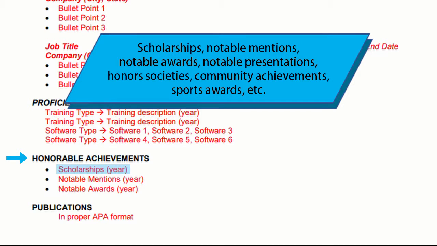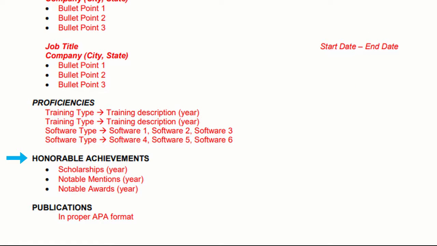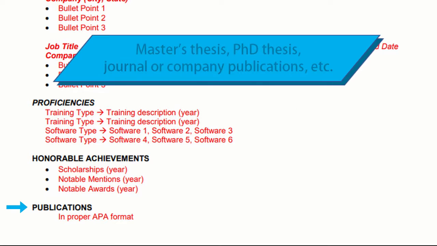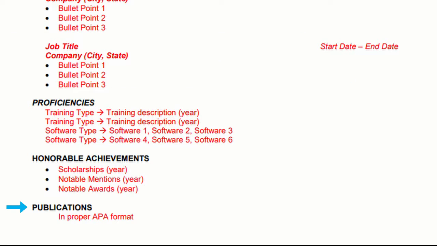Mention all scholarships, notable mentions, notable awards, notable presentations, any honor societies, if you were invited on the dean's list, as well as any community achievements, such as if you were an Eagle Scout or if you have any sports awards. Last section is publications. I know not everyone will have publications, but if you do, then definitely mention them here. This includes your master's or PhD thesis, along with any journals or internal company publications. Though both APA and MLA formats are available, it is often encouraged for science papers to follow the APA guidelines.